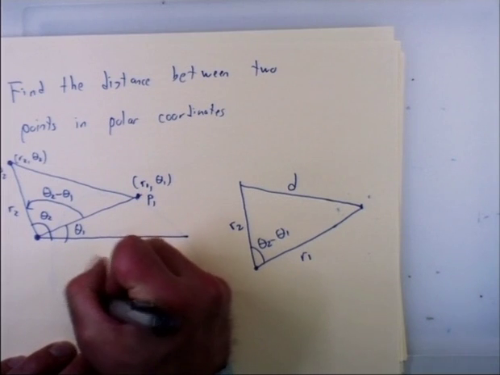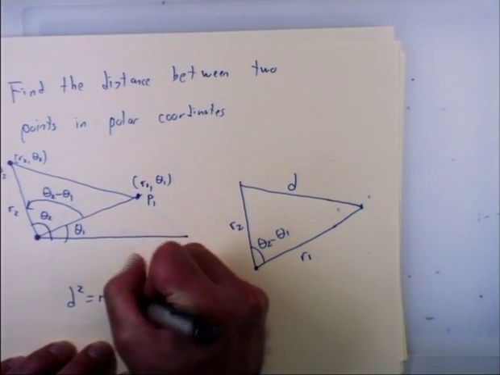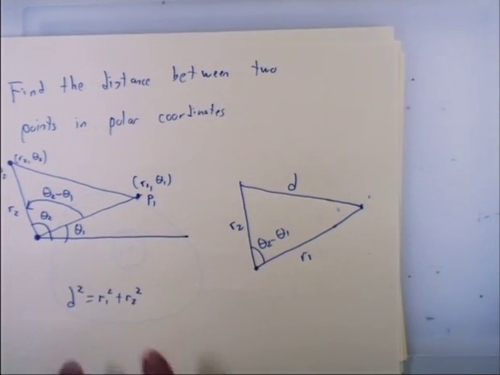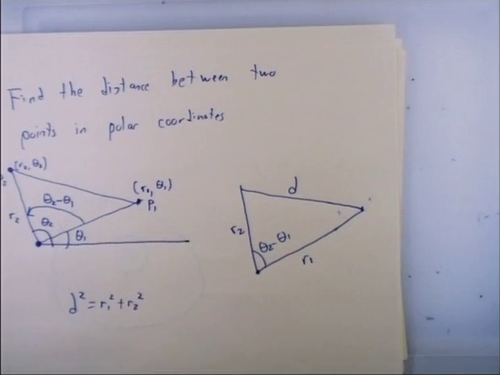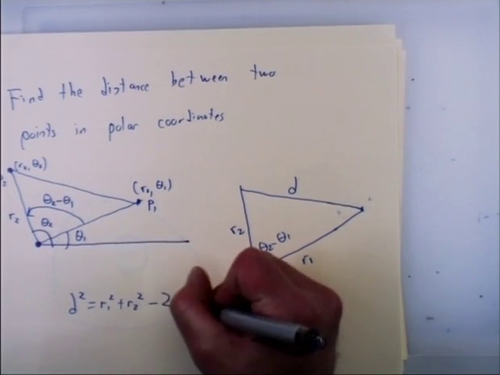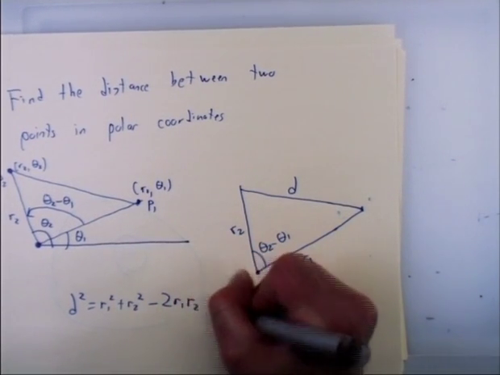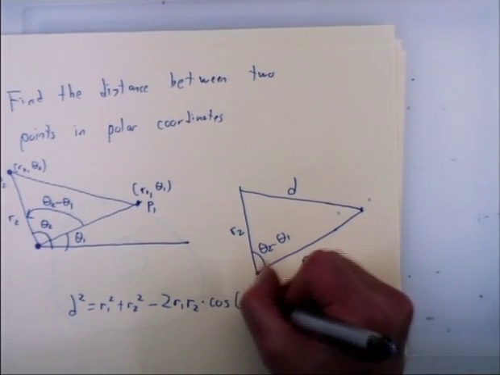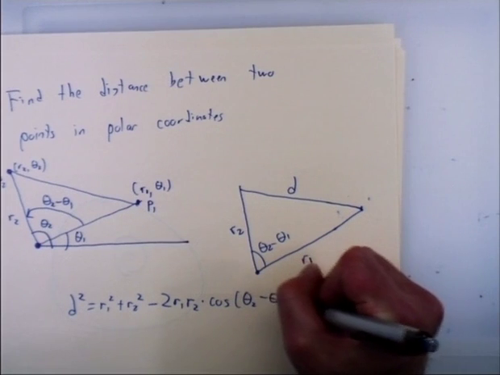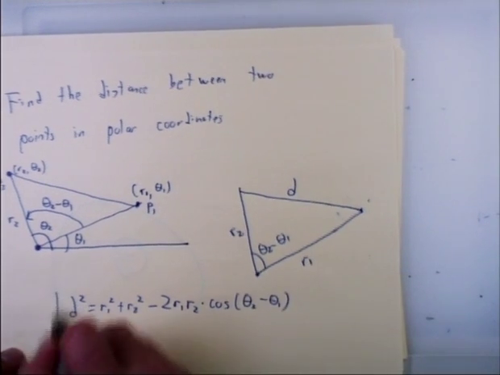We know distance squared is equal to the first side squared plus the second side squared. That's the part that looks like the Pythagorean theorem. Now we have to correct for it. We have to correct for it because it's not a right triangle. There's something else going on. So we subtract off 2 times the first side times the second side times the cosine of the angle between them. The angle in this case is theta 2 minus theta 1.